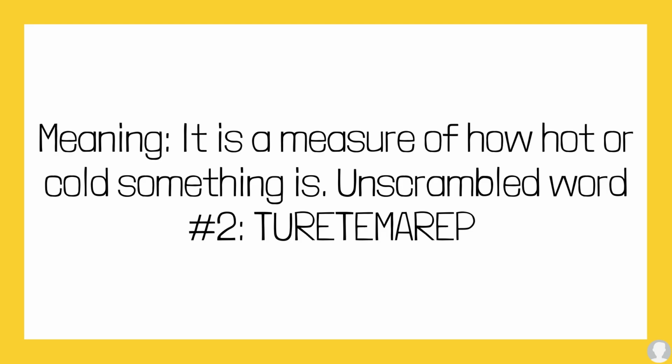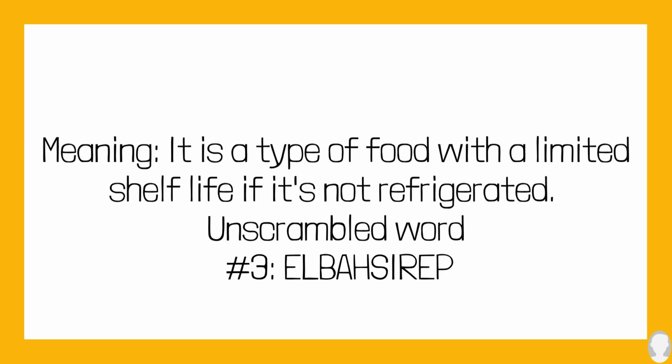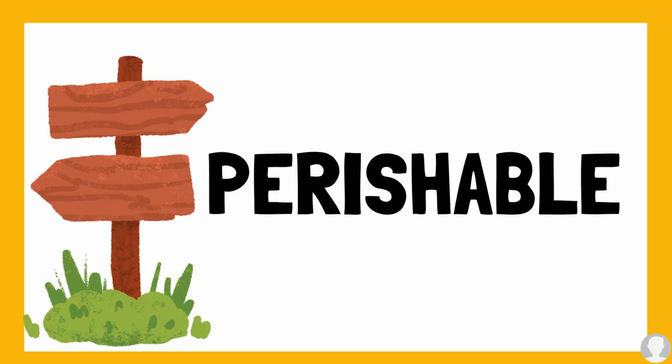For the second, it is a measure of how hot or cold something is. This is our second unscrambled word. Let me see if you know it, kids. Great. The answer is temperature. For the third unscrambled word, it is a type of food with a limited shelf life if it's not refrigerated. What do you think is the answer, kid? Great job! The answer is perishable.